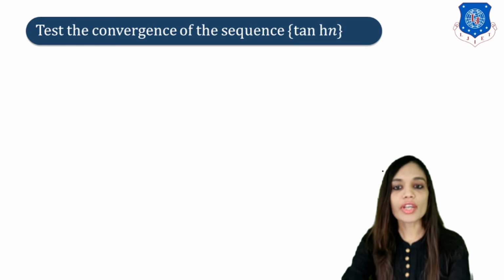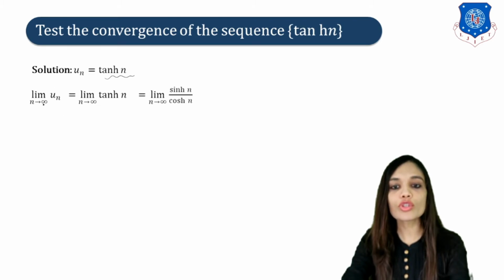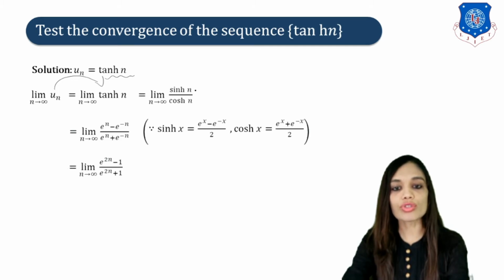Let us solve one more example. Here we have to test the convergence of the sequence tanh n. So let us start the solution. Here our nth term is equal to tanh n. Okay. Now let us find the limit of u_n. So put the value of u_n, that is tanh n, which can be written as sinh n upon cosh n. Now let us replace the values of sinh n and cosh n.